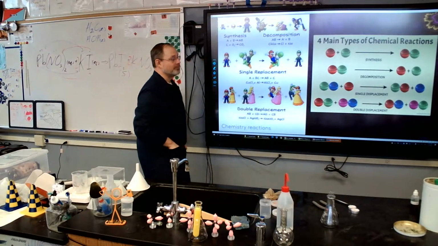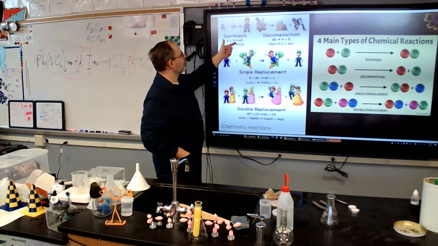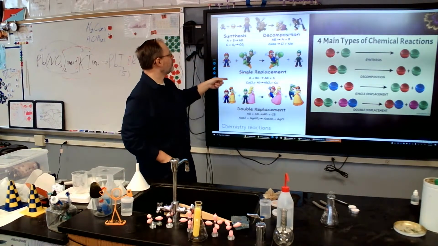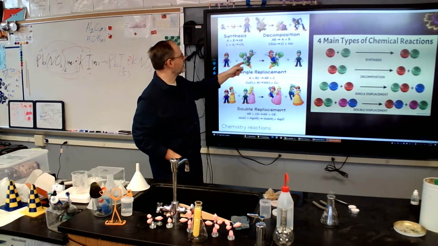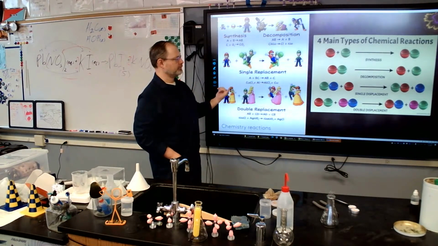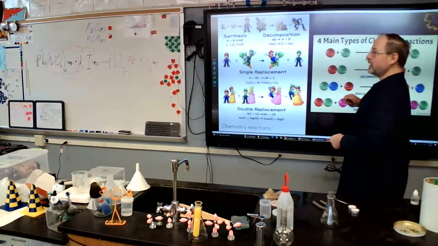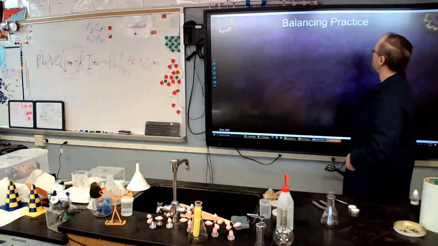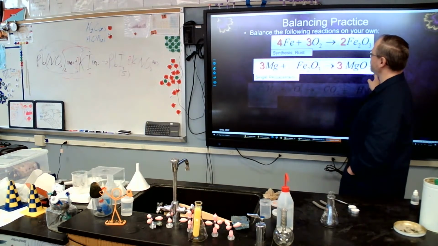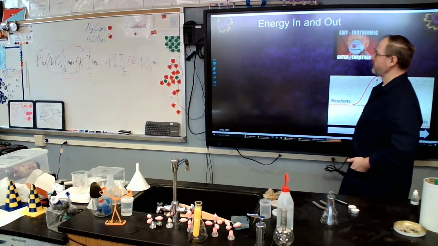There we go. Okay, so summary of our reaction types. Synthesis, two things together form one thing. Decomposition, they break apart. Single replacement, something more active kicks out something less active. And then double replacement, they swap partners. We've done a lot of practice, so I'm going to skip over this for time and talk about energy.